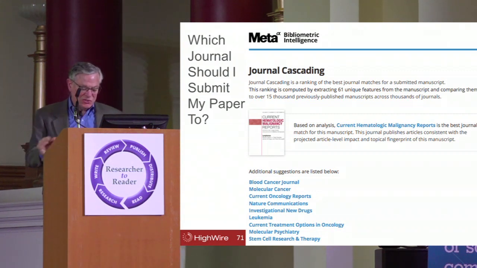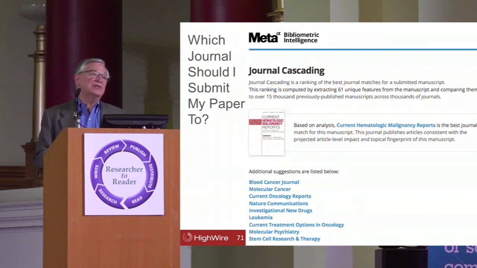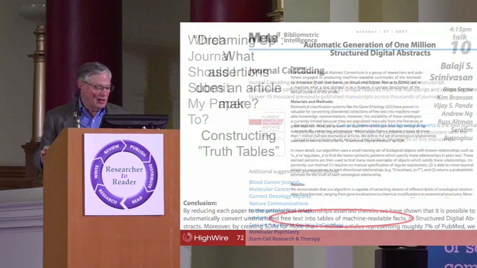You could imagine this is easily being offered to authors to identify well-matched journals for their paper even before they submit it somewhere else. But you could also imagine that predatory journals would want to buy their way onto this list and influence the algorithm. And I think that's a caution.